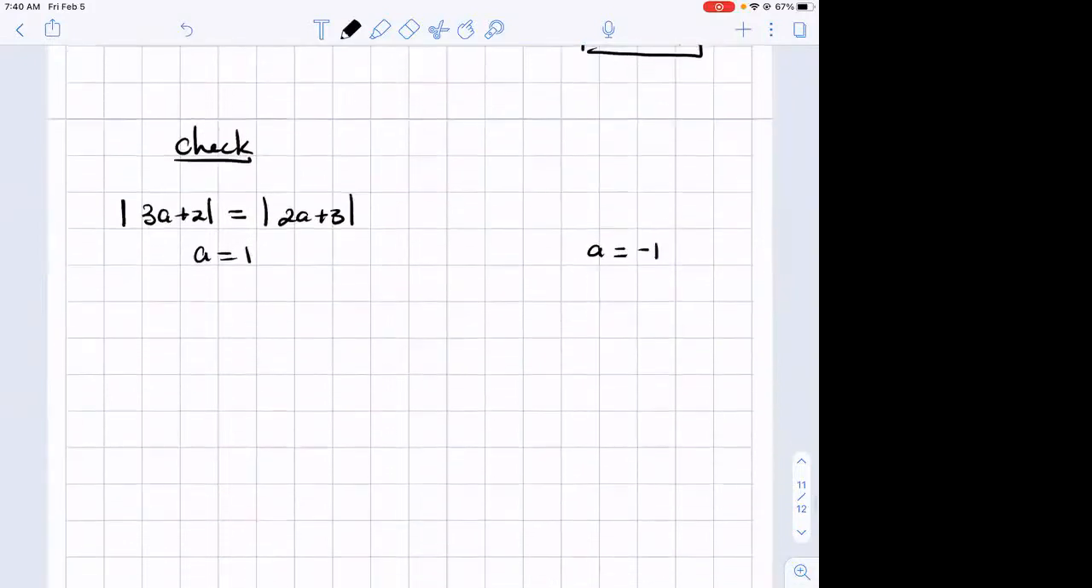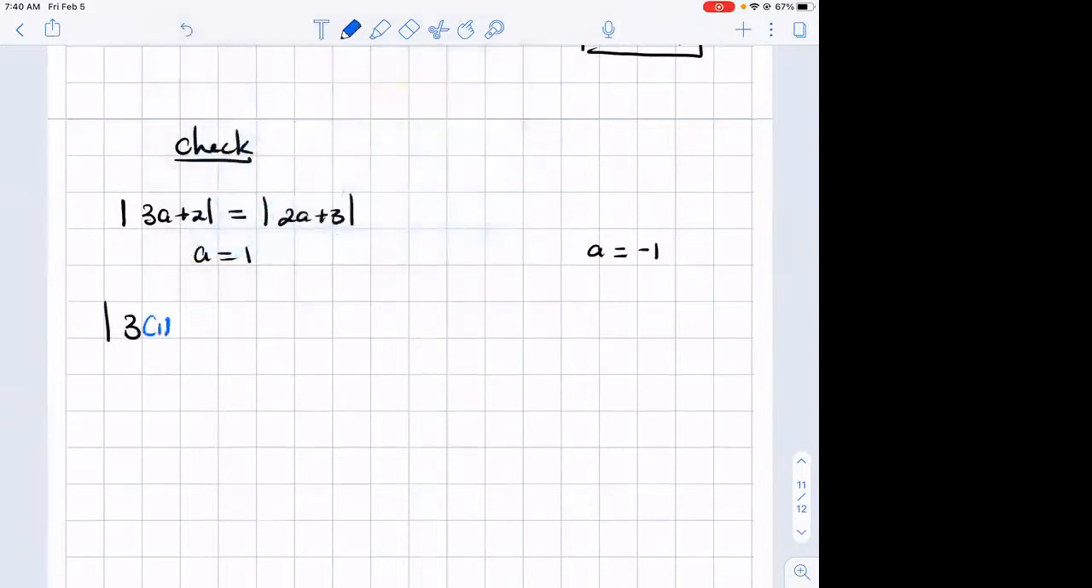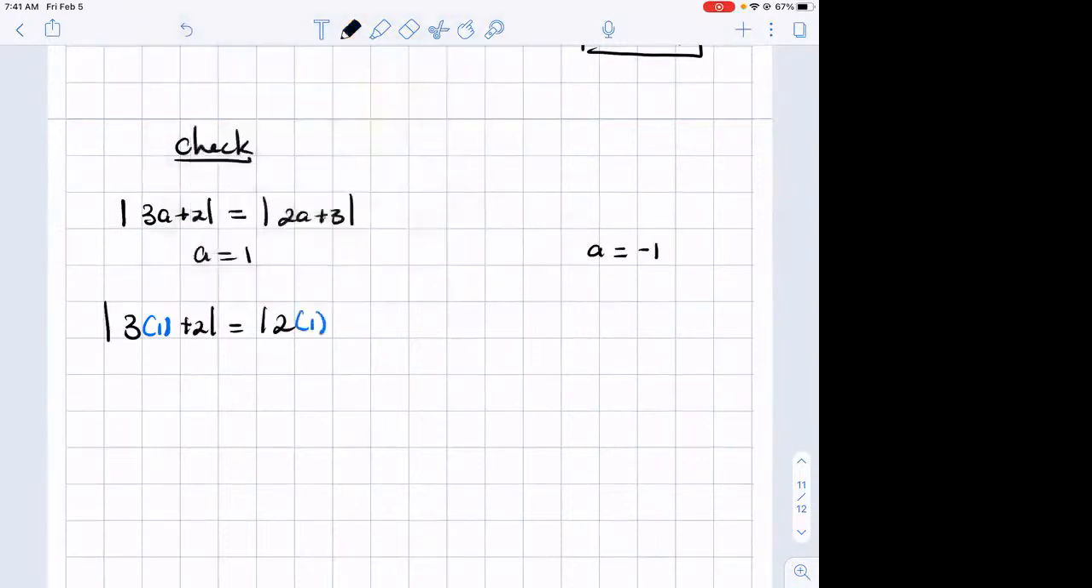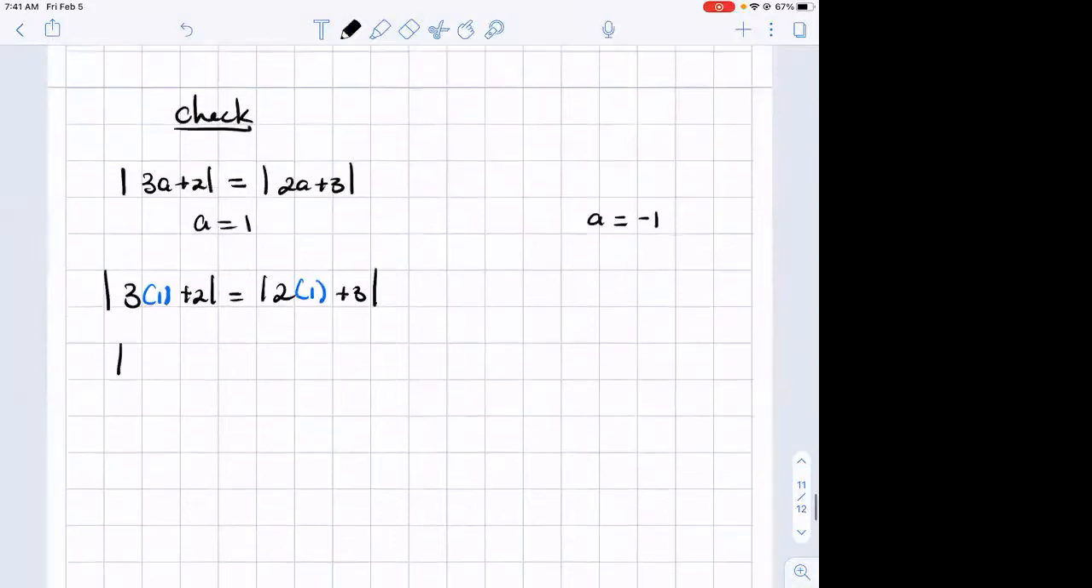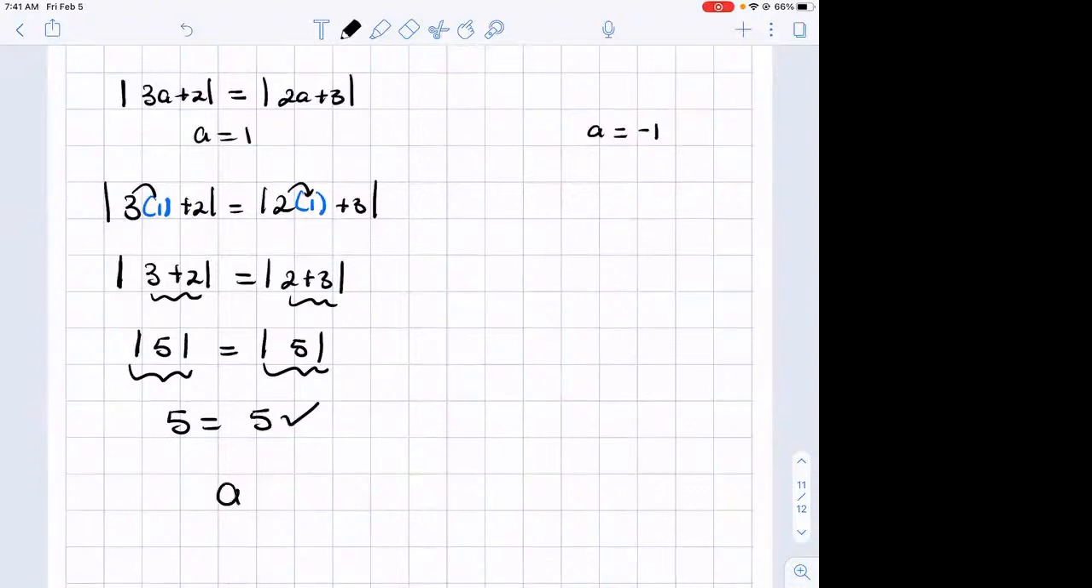Okay? If we do this, we have the absolute value of 3. And for a, we're plugging in 1. Simplifying this, 3 times 1 is 3. 2 times 1 is 2. And then if we simplify the inside, this becomes 5. This becomes 5. The absolute value of 5 is 5. 5 is equal to 5 is true. So a equals 1 is a solution. That is a valid solution.